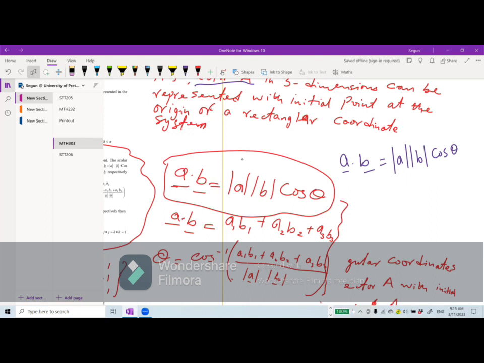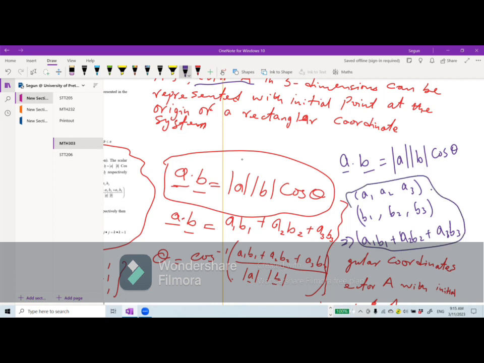So in this case, what is A dot B? We need to look at A dot B. Remember that in this case, we have A1, A2, A3, then B1, B2, B3. And we now say A dot B will be A1 B1 plus A2 B2 plus A3 B3. So these are the values that represent A dot B here.